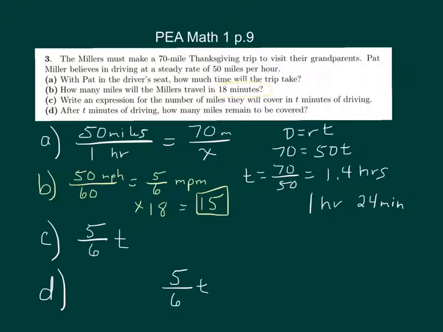Justice? So you want to figure out how many miles, the 70. Right, so they have 70 total to go. And you subtract out their miles per minute times their number of minutes. And that would be good there.